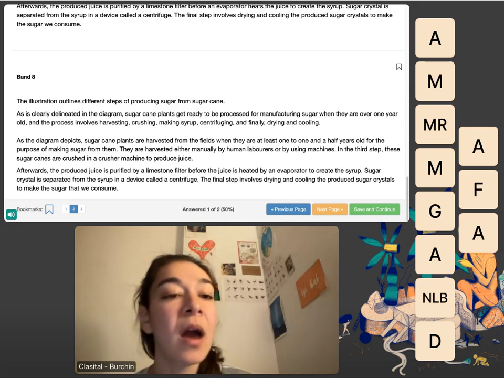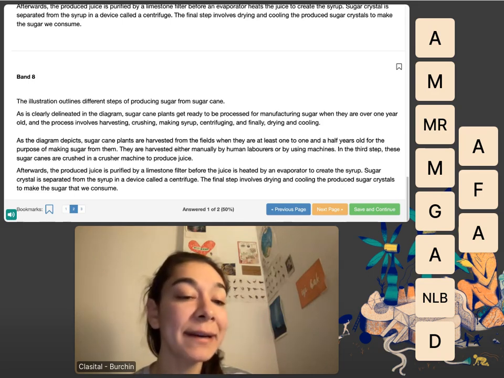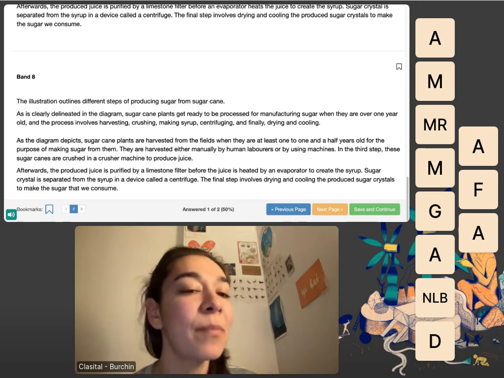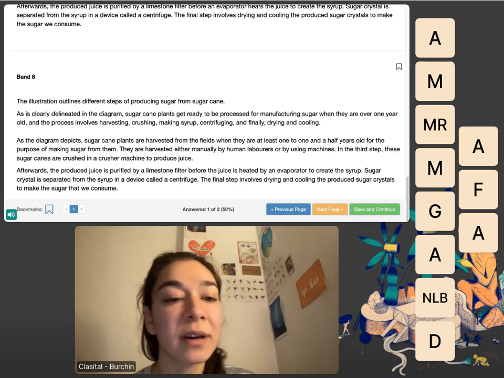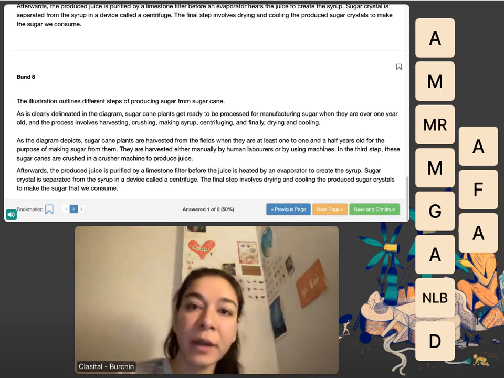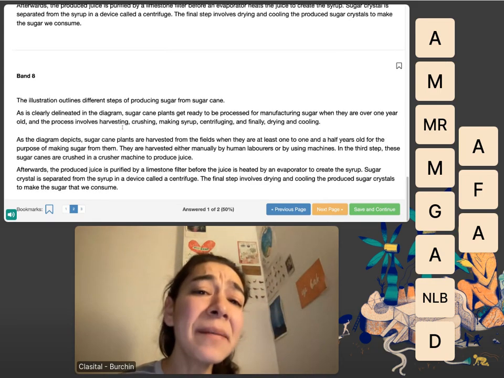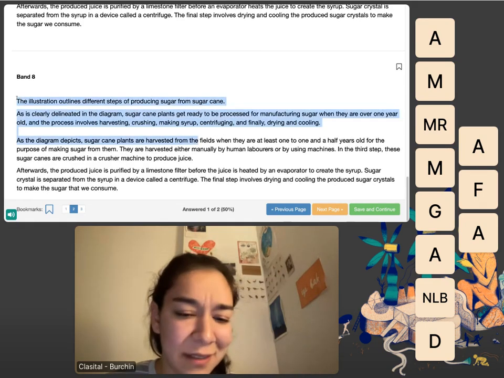In the third step, these sugar canes are crushed in a crusher machine to produce juice. Afterwards, the juice is purified by a limestone filter before it is heated by an evaporator to create the syrup. Sugar crystals are separated from the syrup in a device called a centrifuge. The final step involves drying and cooling the produced sugar crystals to make the sugar that we consume. And that is it. Maybe it is not 150 words, but probably it is, though it seems short to me now.